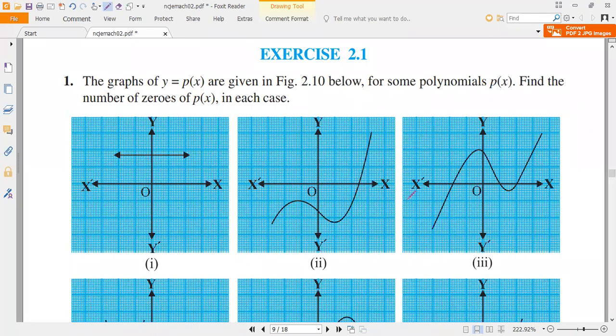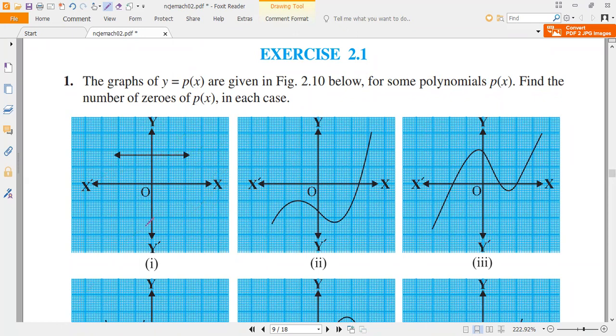See, the function is in terms of x or y? Polynomial function y equal to p of x. It is a polynomial function in the form of x. Understood? So which axis do we see? The x-axis. First question, x-axis.